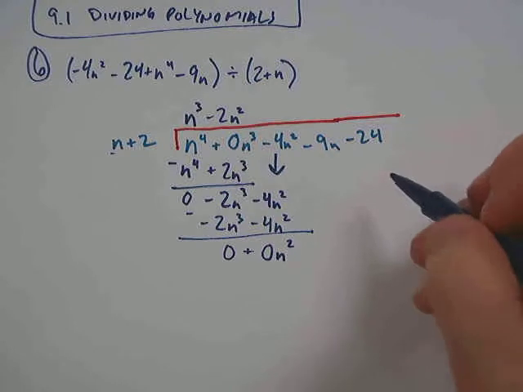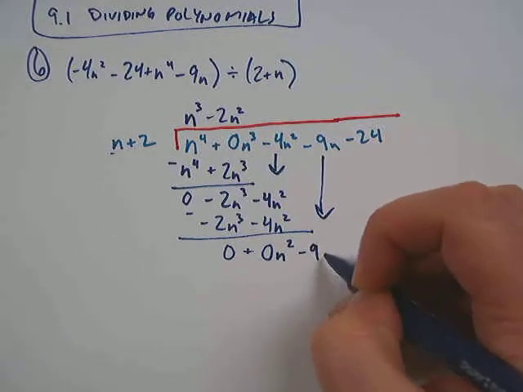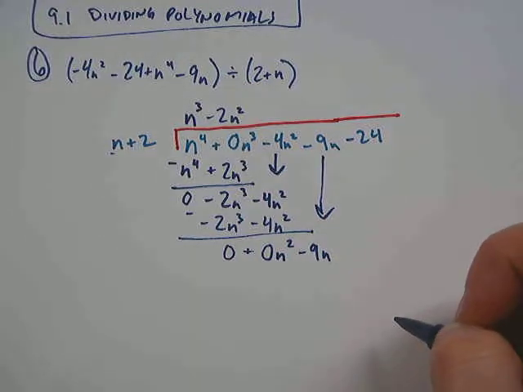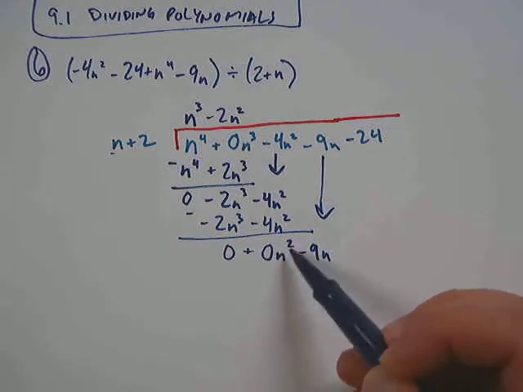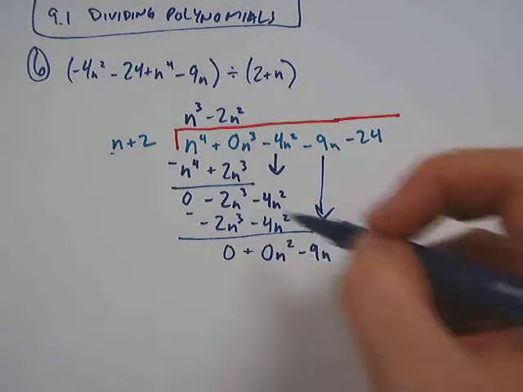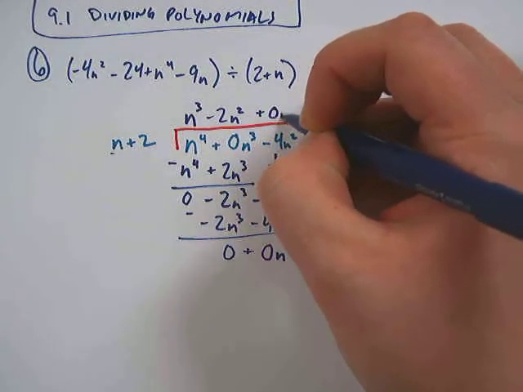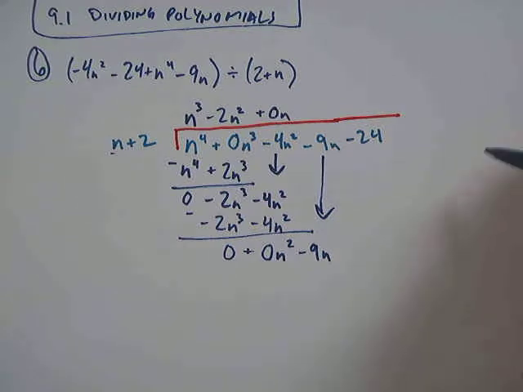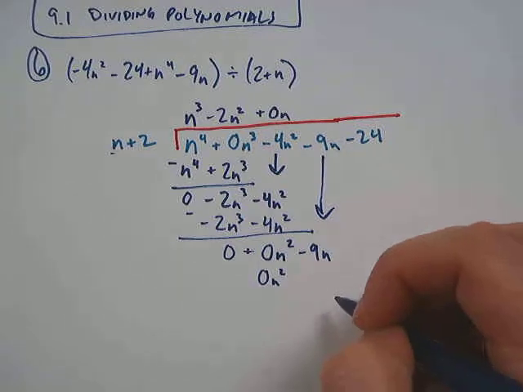All right. So we're going to keep going with this process. We're going to bring down our next term, minus 9n. So from here, we're thinking, okay, what can I multiply n by to get 0n squared? Well, that's just going to be 0n, right? You can multiply something by 0 to get 0. All right, so 0n times n would be 0n squared.